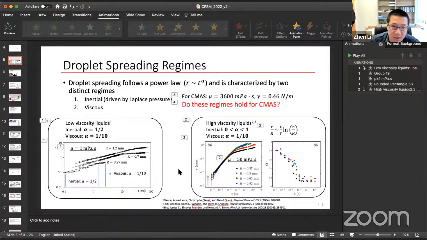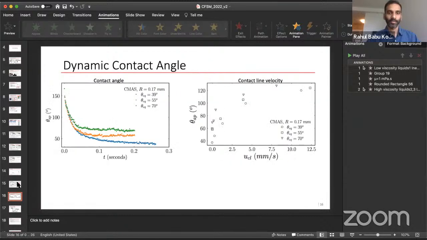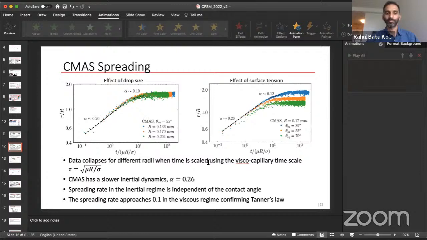Okay. So you mentioned you can change the contact angle to change the length of the viscous spreading region, right? But it cannot be changed by droplet size or viscosity. Exactly. Okay. Yes, that's what we need.